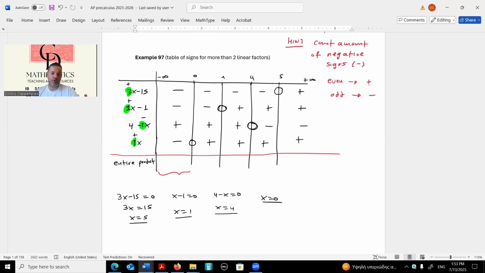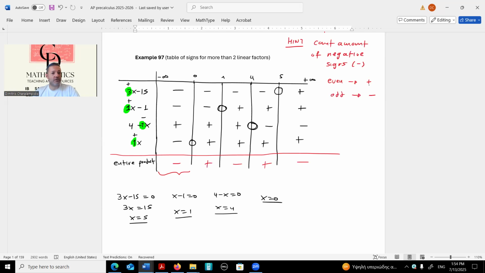So let's see in the first column, 1, 2, 3 negatives, we end up with minus. In the second column, 1 and 2, even amount of negatives, so positive. 1, it's negative. 1 and 2, positive. 1, negative again. And there you are. You have the sign of this entire expression. And that would be all.